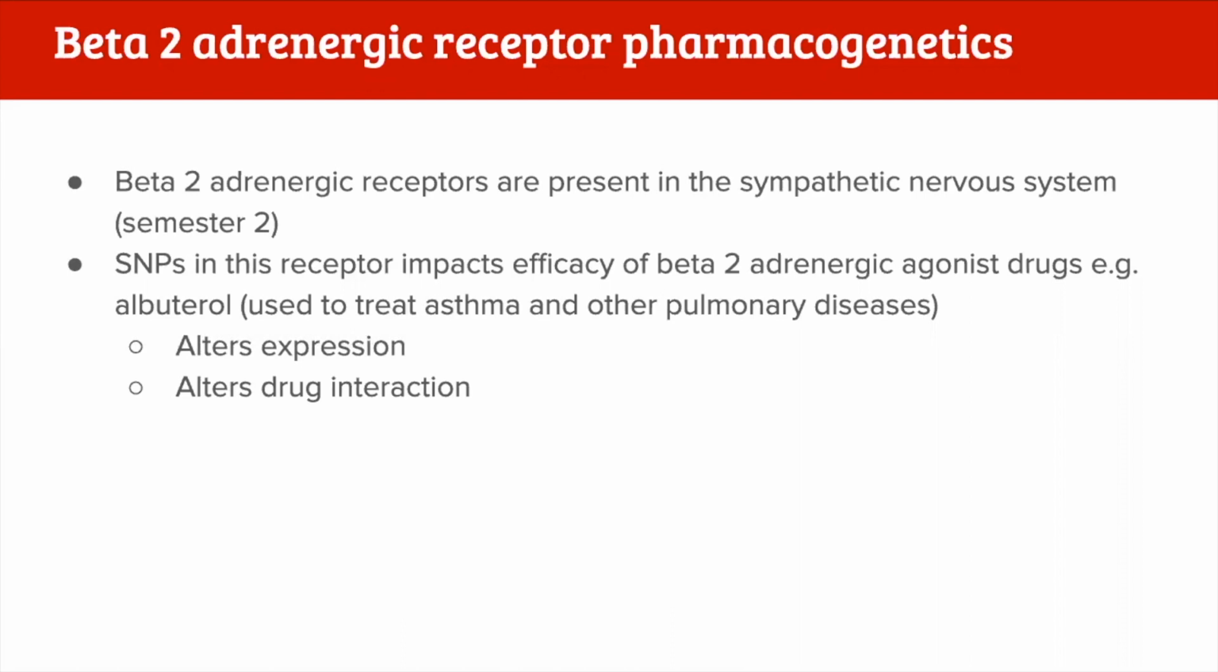Now, SNPs in this receptor will impact the efficacy of these drugs. So albuterol, for example, which is used to treat asthma, will stimulate your sympathetic nervous system by stimulating your beta-2 adrenergic receptors, okay? And because it stimulates them, you call it an agonist. So SNPs in this receptor will impact the expression of the receptor, and therefore it will impact how albuterol interacts with this receptor. And that's it for this section, really.